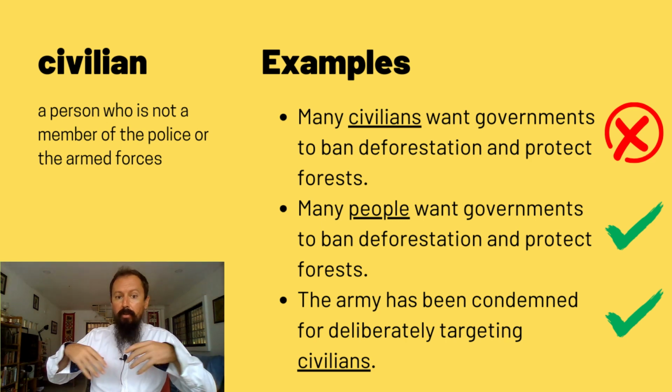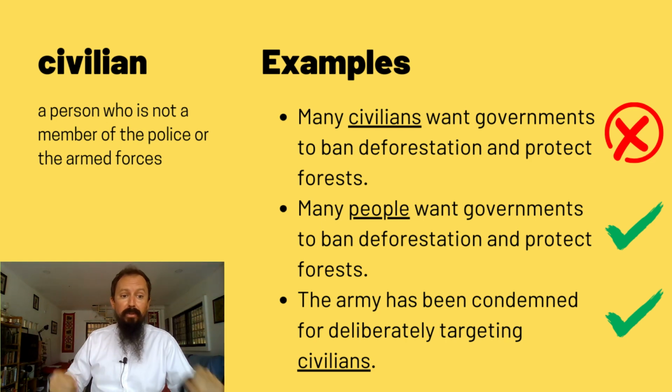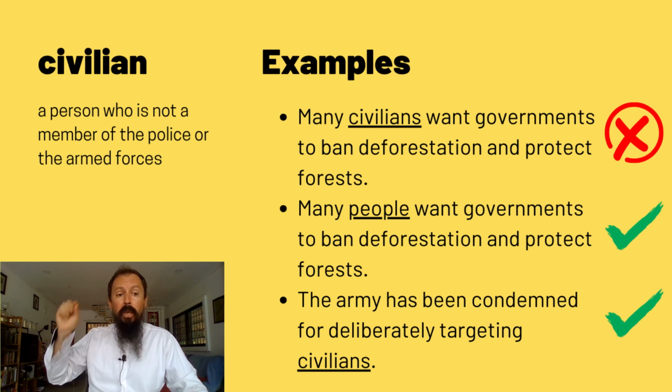So when you just talk about people in general and you start using the word civilians, it's wrong. It's completely wrong. Many civilians want governments to ban deforestation. Nope, that's wrong. Many people want governments to ban deforestation. Okay. Or we can switch focus. The army has been condemned for deliberately targeting civilians. So civilians as in non-military personnel. So this is how we use it correctly.